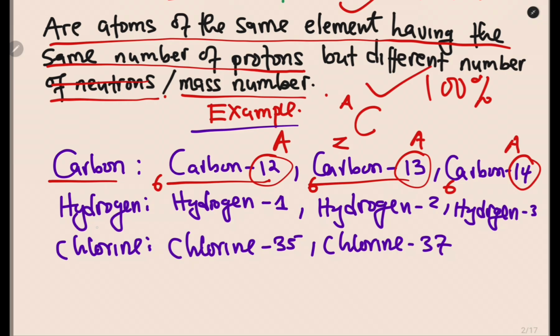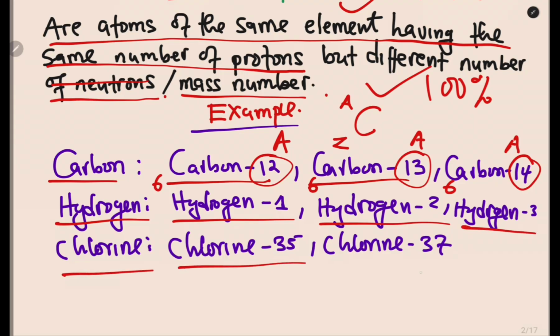Then the other example of isotopes, we can look at hydrogen. So we have hydrogen 1, hydrogen 2, and hydrogen 3. Then chlorine, there's chlorine 35 and chlorine 37. So these are some of the isotopes that we can look at. Have I said they are the only ones? No, I've said these are some of the examples.